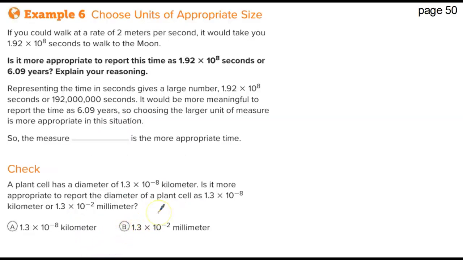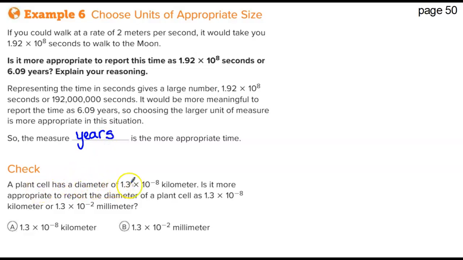Okay. Choose units of appropriate size. If you could walk at a rate of 2 meters per second, it would take you 1.92 times 10 to the 8th seconds to walk to the moon. Is it more appropriate to report this time in seconds or years? Explain your reasoning. Well, of course, you're not going to describe how long it would take you to walk to the moon in seconds. That's an impossible number to comprehend. 6.9 years, well, you all know how long 6.9 years is. So the measure years is a more appropriate time.